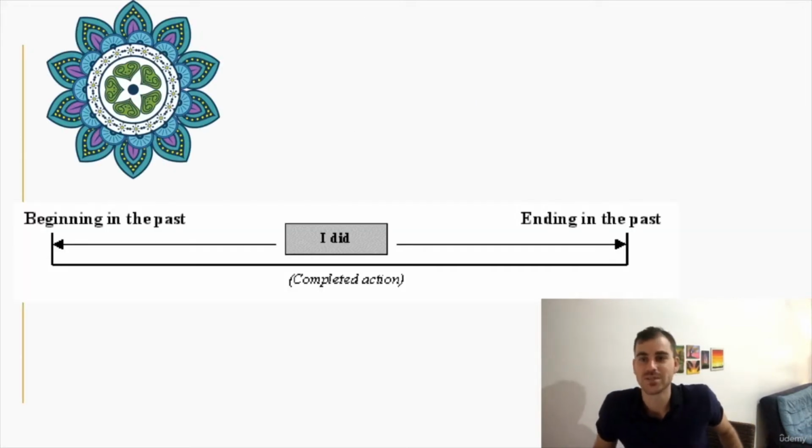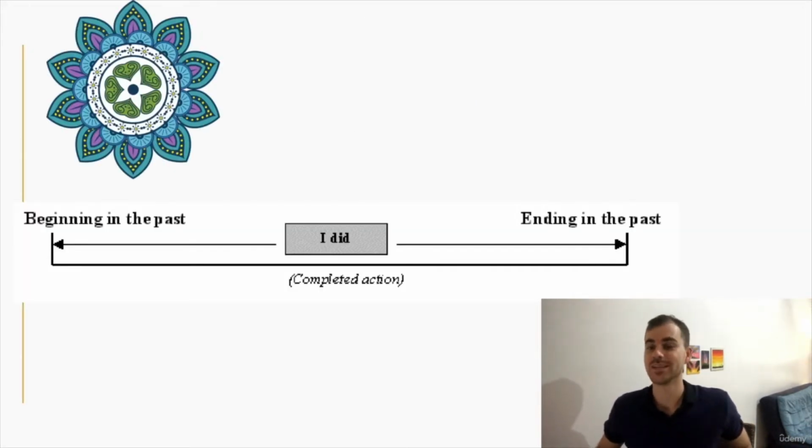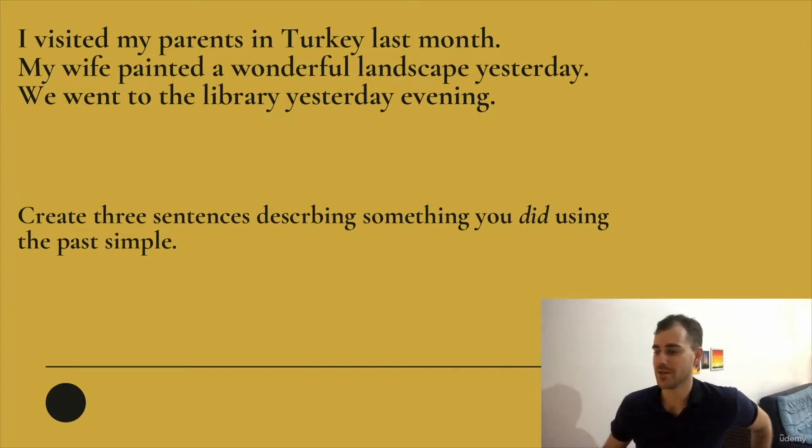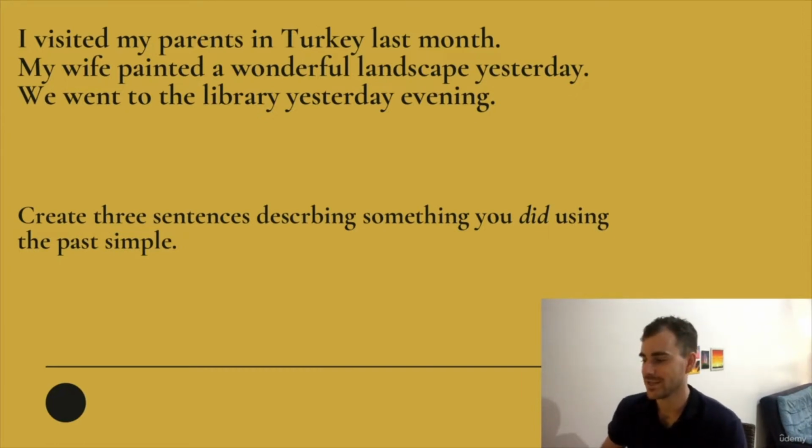The past simple is usually used to describe completed past actions. So it's something that began in the past and ended in the past. I visited my parents in Turkey last month. My wife painted a wonderful landscape yesterday. We went to the library yesterday evening. Can you create 3 sentences describing something you did using the past simple?